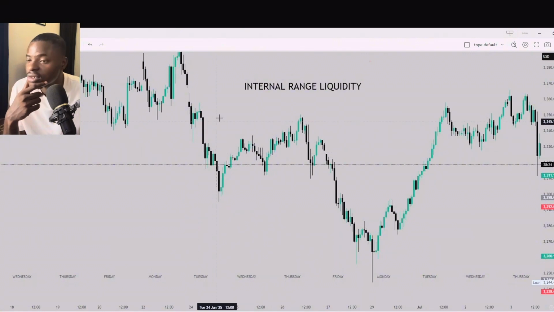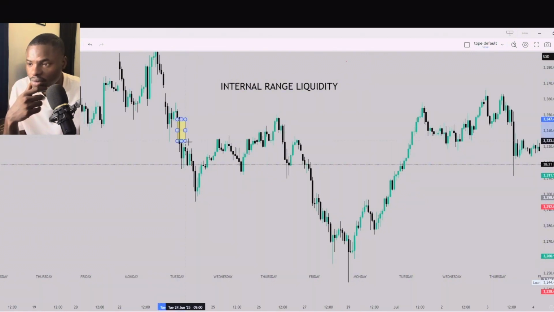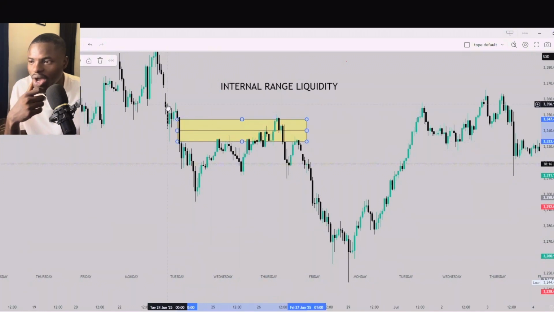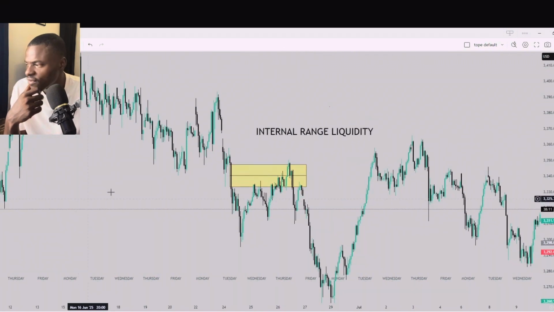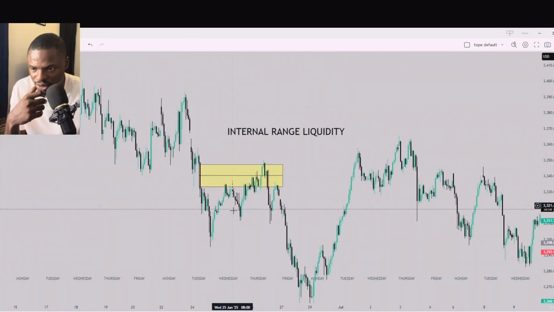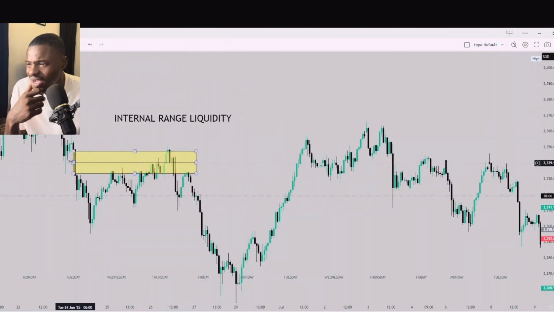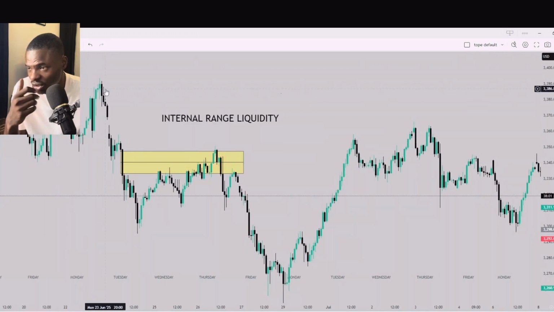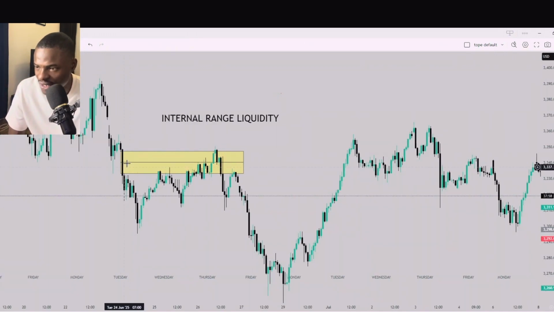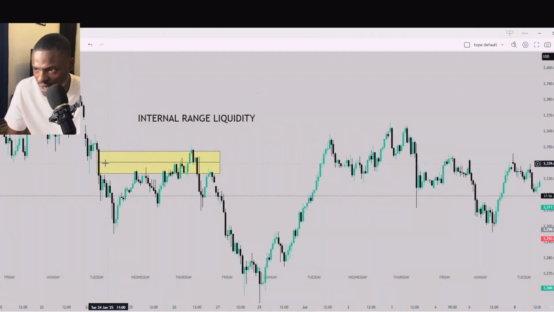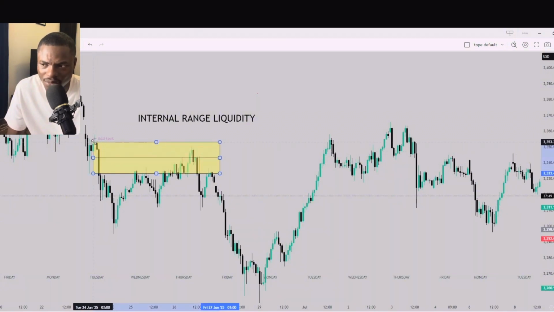So this is what an internal range liquidity is like. We have this fair value gap right here, this fair value gap right here. We have a structural shift, a market structure shift downward. So from this leg right here to this place, we have an imbalance inside. From this leg, that changed market structure to the bearish market structure shift, we have an imbalance right here. We have an imbalance right here, another one right here.